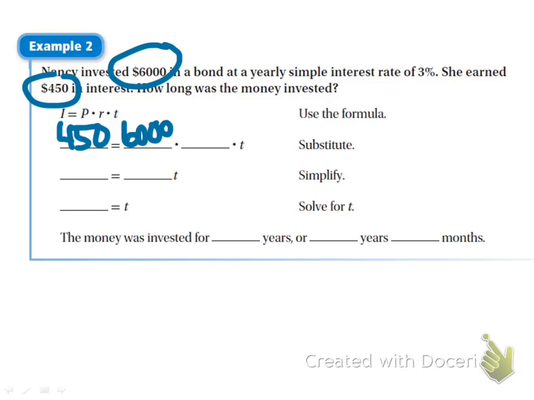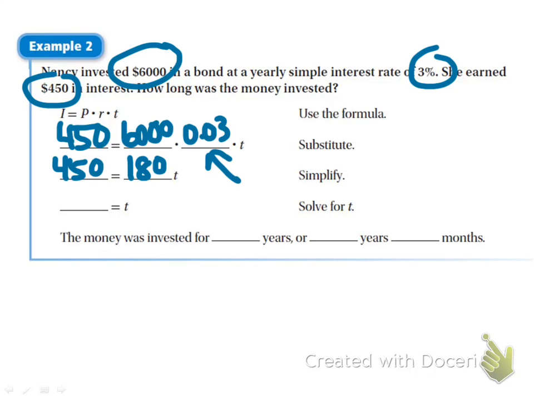That would be $6,000. And the rate was 3%, so that would be 0.03. And notice that I wrote it as a decimal. You never write this as a percent when we're doing the simple interest formula. So now we'll multiply this together. This is 180. 450 still, and then we're going to divide by 180. So 450 divided by 180 is 2.5. So it would take her about 2.5 years, which is 2 years and 6 months. It's not 5 months because we have 12 months in a year, and 12 divided by 2 is 6.